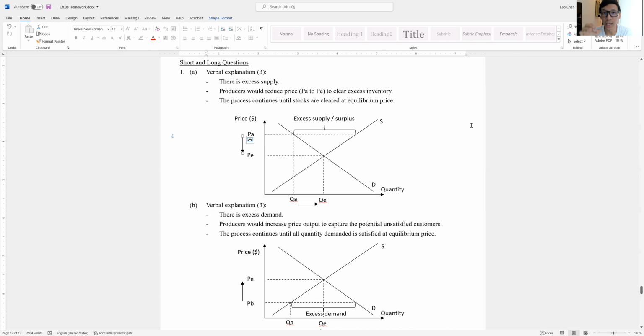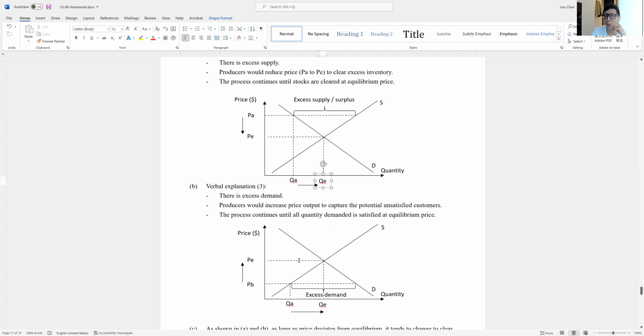要畫翻個箭嘴啊, okay? 你就表示啲 movement啊, always draw arrows in your diagrams to indicate movements. Okay, 好嗎? This time from PA down to PE. Therefore, the quantity transacted would move from QA to QE as well. Okay, 好嗎? So, diagram like this. 很多人漏了 adjustment 這一步啊.